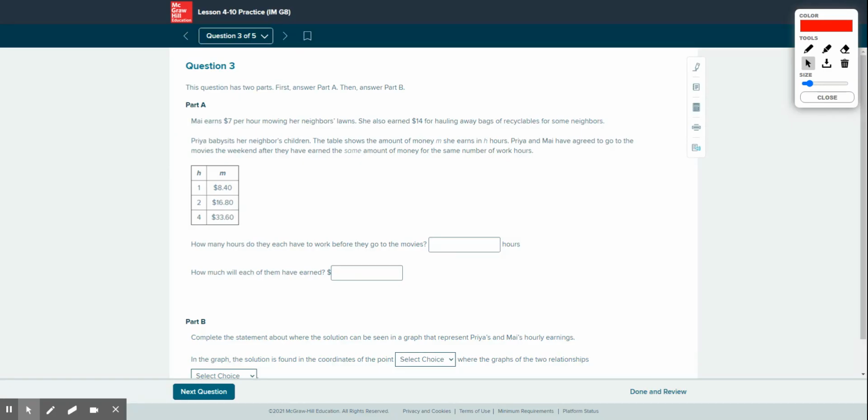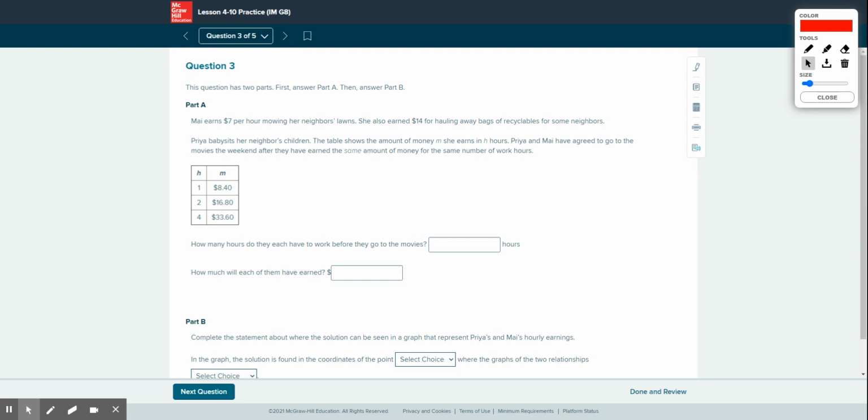Question 3 is 2 parts. Please remember to do both. May earns $7 per hour mowing her neighbor's lawns. She also earns $14 for hauling away bags of recyclables for some neighbors. Priya babysits her neighbor's children. The table shows the amount of money M she earns in each hour. Priya and May have agreed to go to the movies the weekend after they've earned the same amount of money for the same number of hours worked.